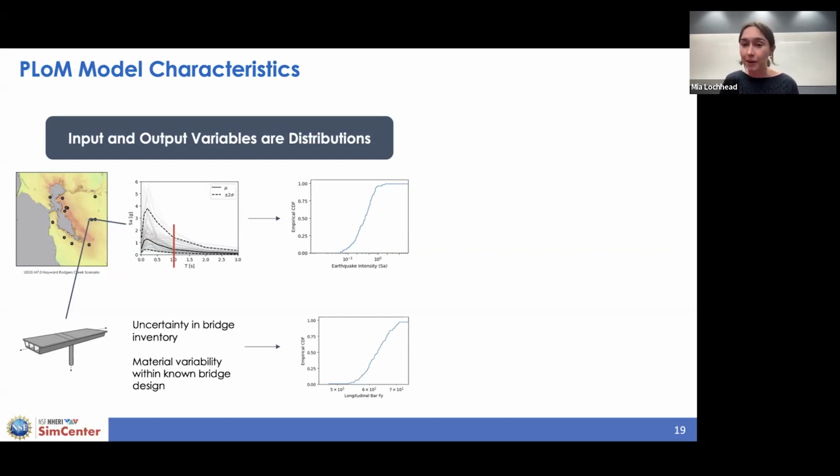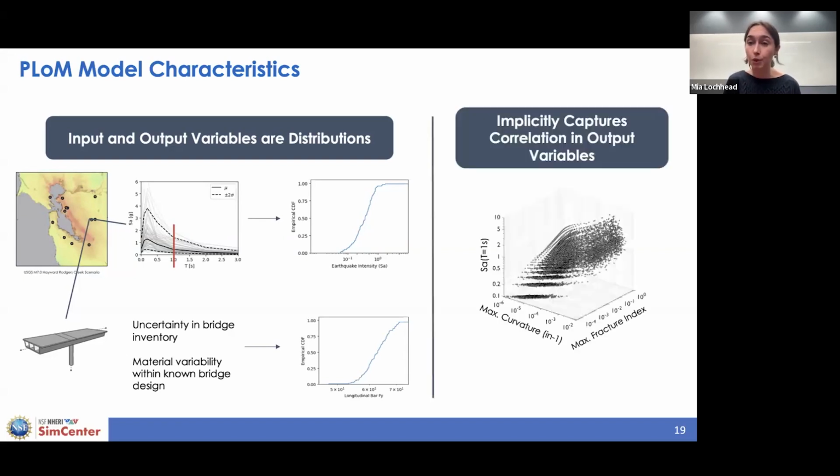The other characteristic that I want to mention about PLoM that is different than other surrogate models is that it implicitly captures correlation in output variables. Since the data is generated as additional realizations in the space, PLoM is automatically capturing these correlations. And this becomes really significant for loss analysis. For example, in the case of a building, if we can have correlation successfully captured between different stories in terms of peak floor acceleration or interstory drift, that's going to allow us to have a much better understanding of the building performance for something like a loss analysis.